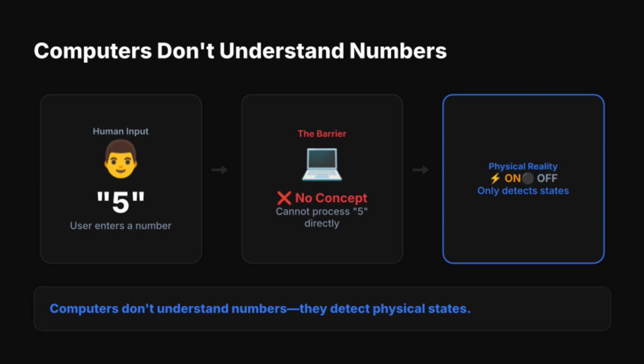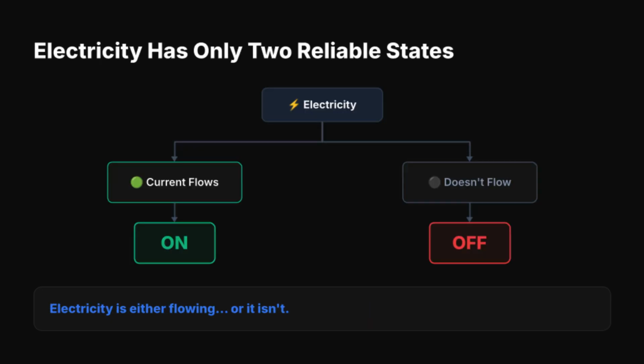This naturally leads into the next slide about electricity having two reliable states. Now that we know computers detect physical states, the next question is, what physical states can they actually detect? The answer is electricity. As you can see, electricity has only two reliable states. Either current flows or it doesn't flow. When current flows, the computer treats it as on. When there's no current, it treats it as off. These two simple electrical states are stable, easy to detect, and extremely reliable. And that's exactly why computers represent information using just zeros and ones.